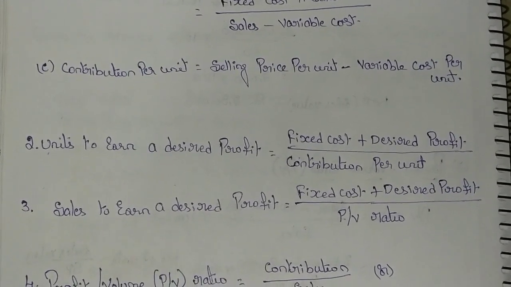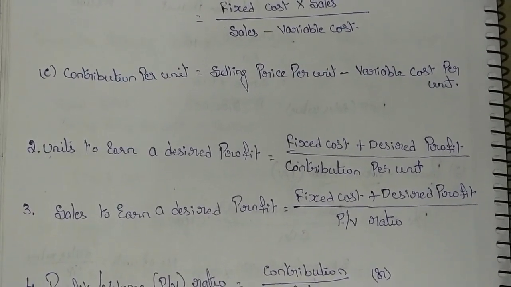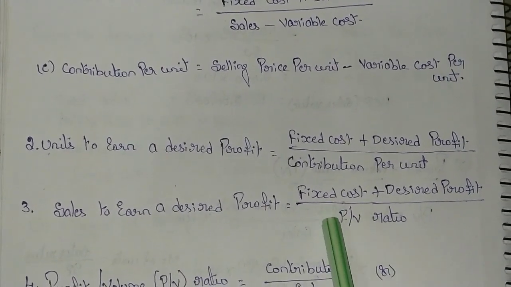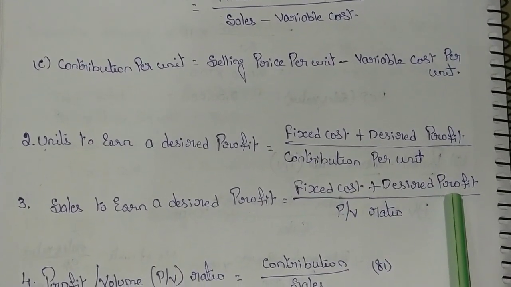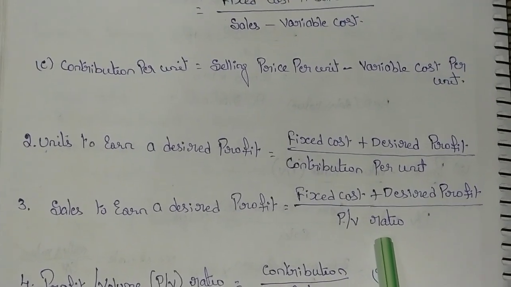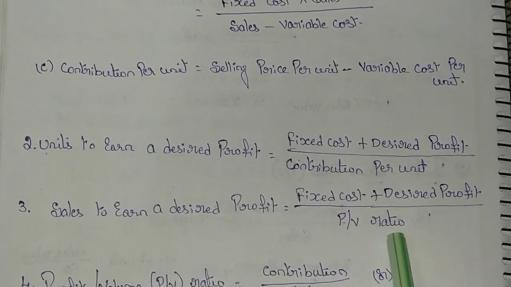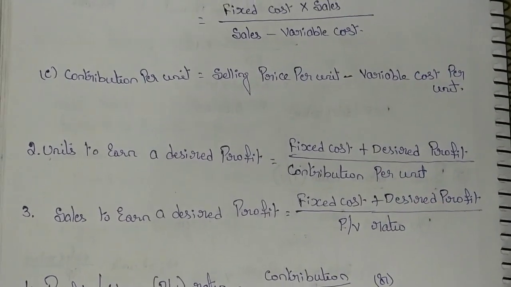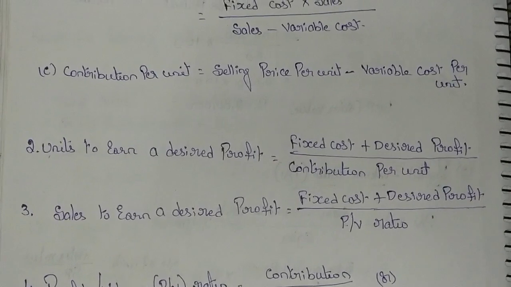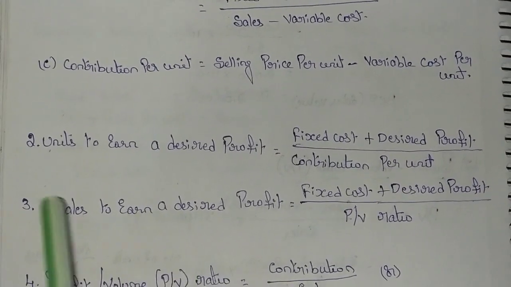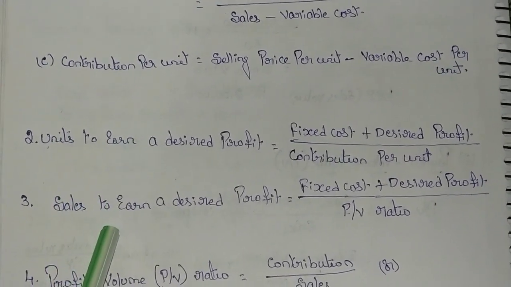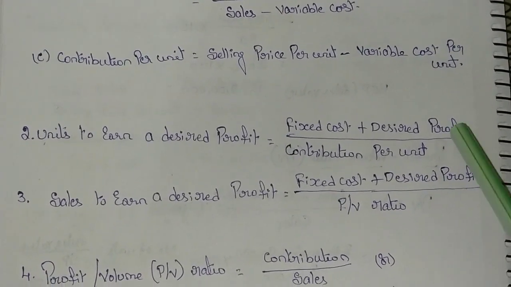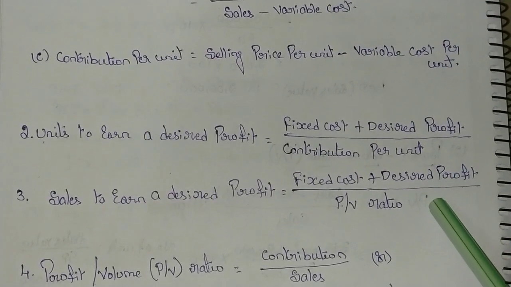That means what sales we have to make to get our expected or desired profit. So, fixed cost plus desired profit divided by PV ratio. PV ratio stands for profit volume ratio. These two formulas will be used when the company is expecting some profit in the future. For that, what is the number of units to be produced and what is the number of sales to be made to get the desired profit. In such cases, these two formulas will be used.